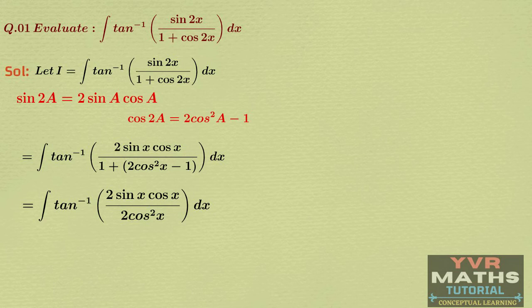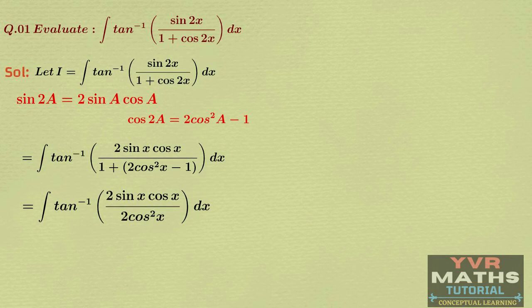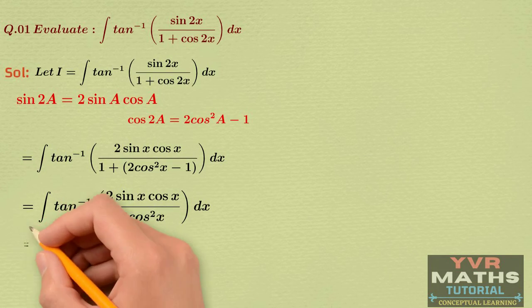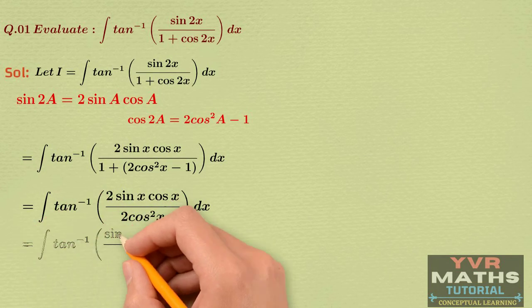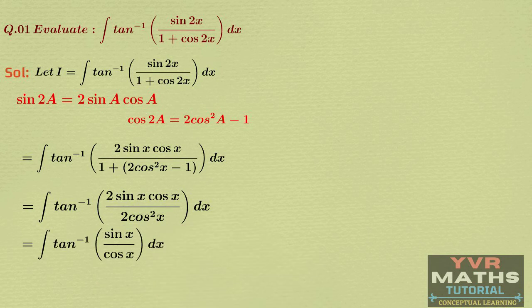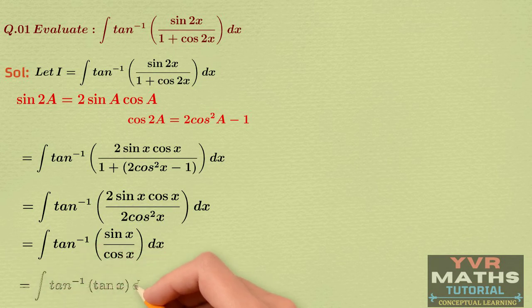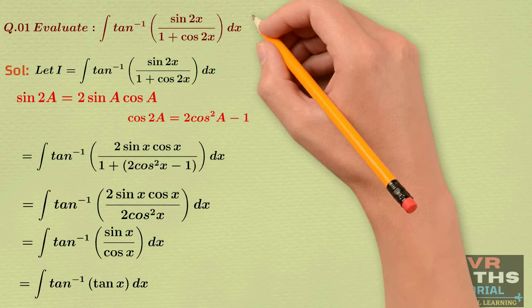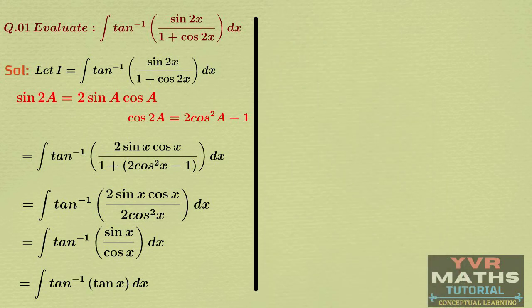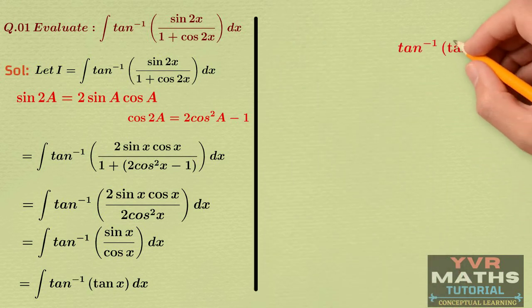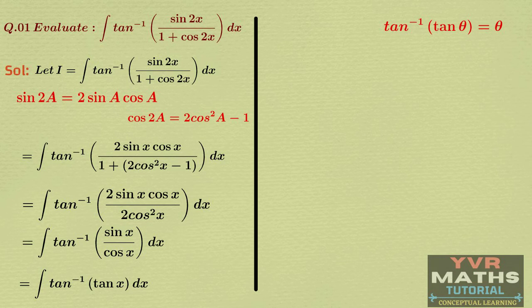Again, if you observe here, from the numerator and denominator, cos x get cancelled. Then the next step is integral tan inverse of sin x by cos x dx. Sin x by cos x is nothing but tan x. So then the next step is integral tan inverse of tan x dx. From the inverse trigonometric functions, tan inverse of tan theta is equal to theta. So based on that property, tan inverse of tan x is nothing but x.